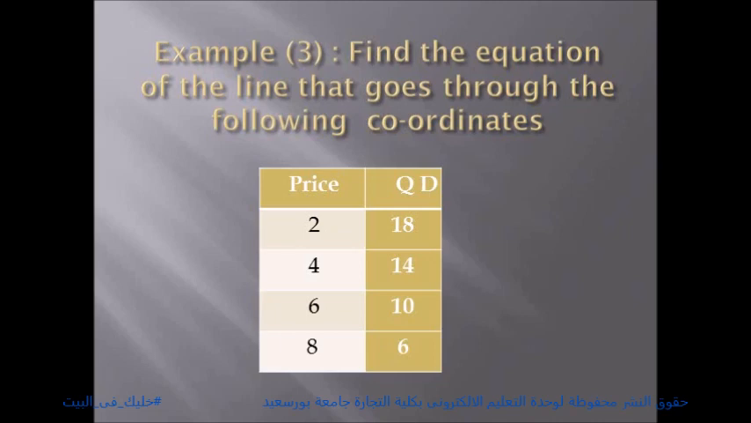Example number 3. Find the equation of the line that goes through the following coordinates. We have: price 2, quantity demanded 18; price 4, quantity demanded 14; price 6, quantity demanded 10; and price 8, quantity demanded 6. We must find the equation that goes through any two points of these 4 points. We can use any 2 points.